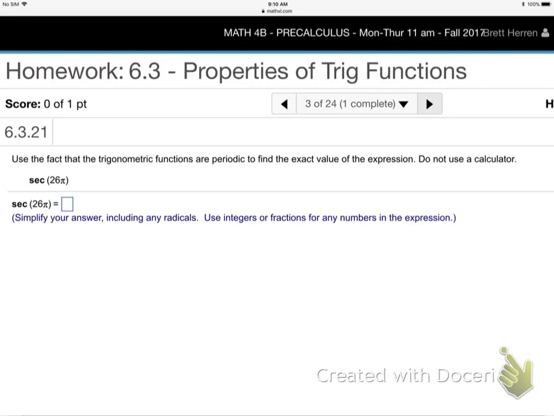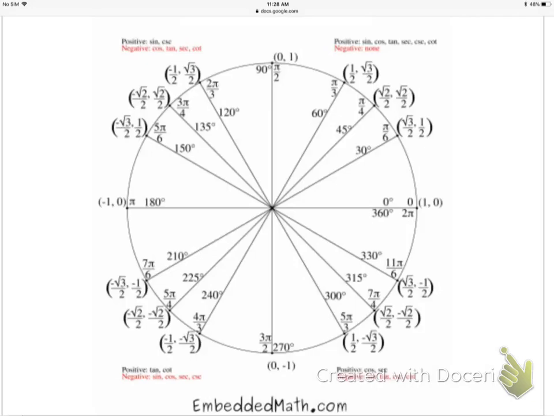Okay, so secant of 26 pi. Okay, so let's go to the unit circle yet again. So 26 pi. So where's 26 pi? Any ideas? Where are we going to find 26 pi?